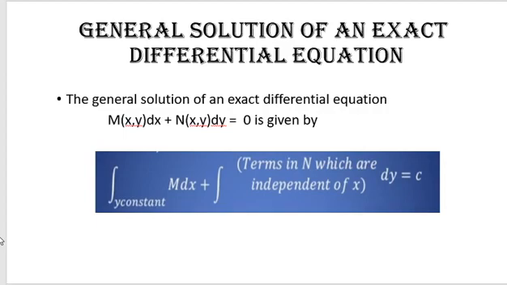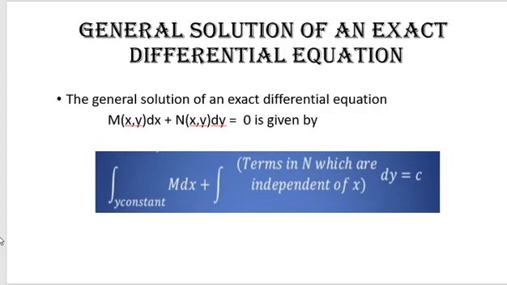That means in N you are going to take only y terms. Suppose you are having an xy term, because you can't separate y in xy, therefore the N term you are going to consider here will remain as 0. There is no independent y term in N. The terms which are independent of x, that means only y terms, are going to be considered here, and those y terms are integrated with respect to y.